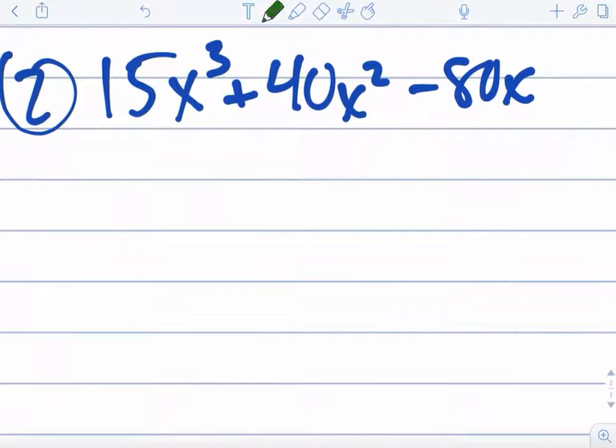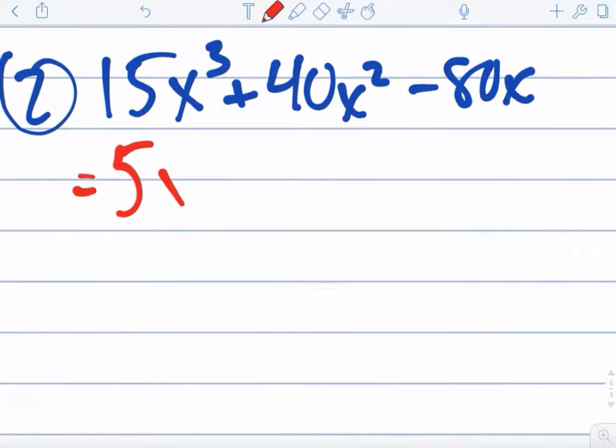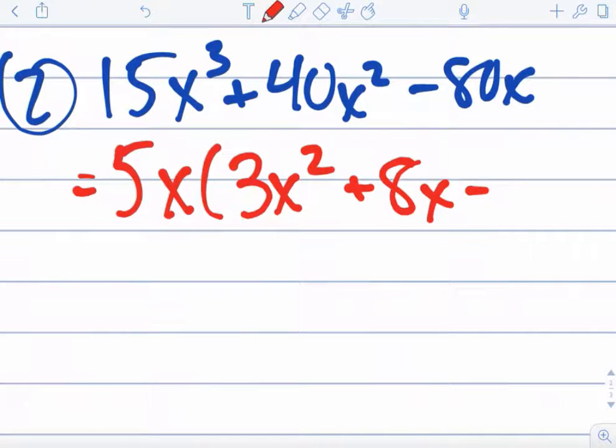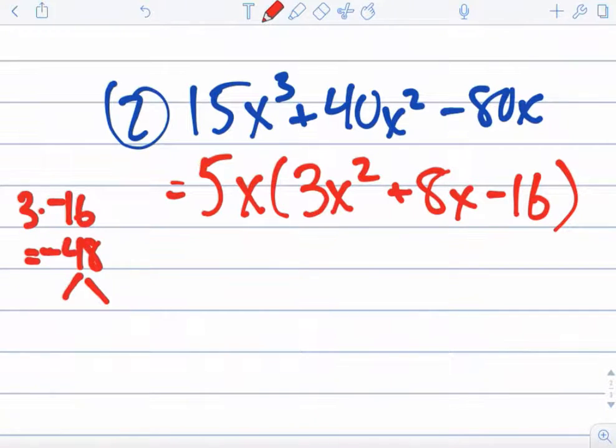Let's do 2. Okay, is there a GCF? There is a GCF. My GCF is 5x, I believe. 5x, and I'm left with 3x squared plus 8x minus 16. 3 times negative 16 is negative 48. Factors of negative 48 that give me 8, or 12 and 4, 1 and negative 4.